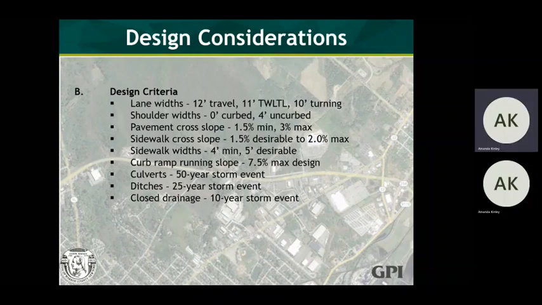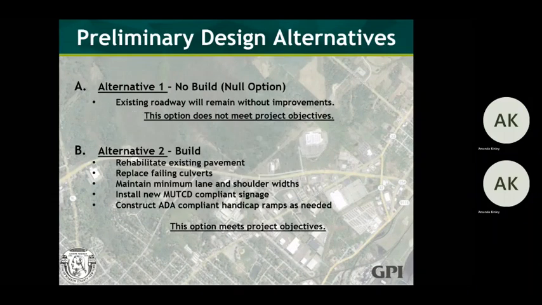From these standards, we develop specific design criteria for this project. These are minimum values that must be met by the preferred alternative. These values are oftentimes specific lane widths, such as 12-foot minimum for travel lanes along Quaker, 11-foot two-way left turn lanes, and 10-foot turning lanes. Sidewalk width should be a 4-foot minimum with a 5-foot desirable, and culverts should meet a 50-year storm event.